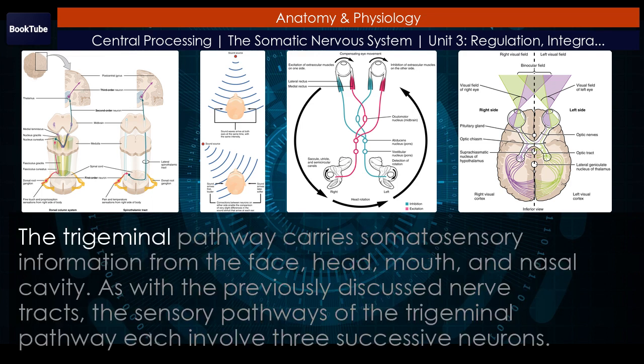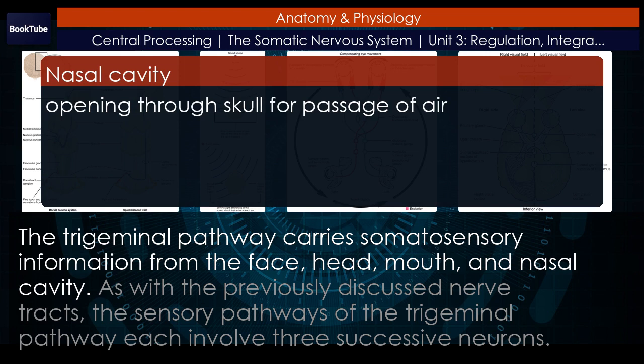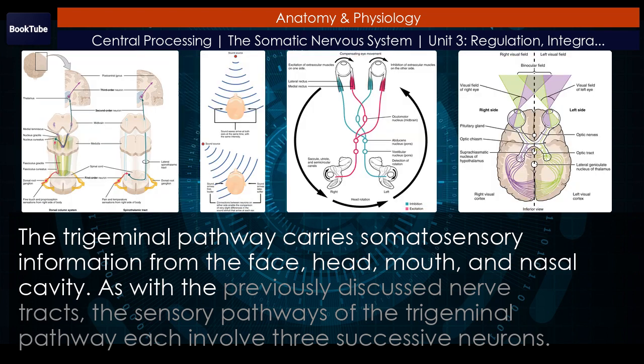The trigeminal pathway carries somatosensory information from the face, head, mouth, and nasal cavity. As with the previously discussed nerve tracts, the sensory pathways of the trigeminal pathway each involve three successive neurons.